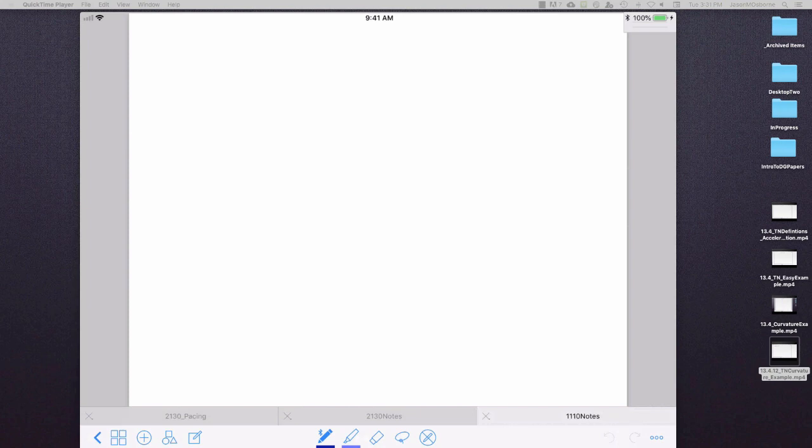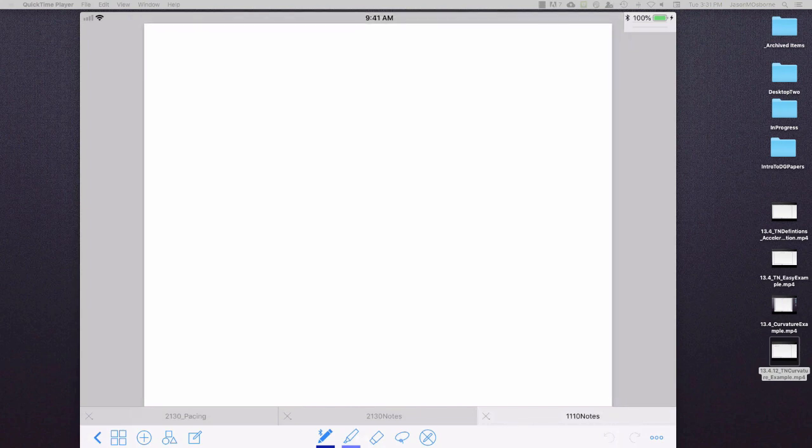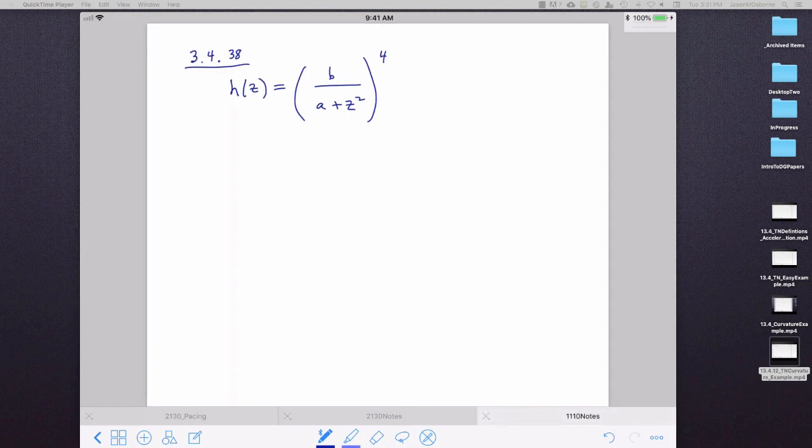This is a problem from the textbook. It's problem number 3, section 3.4, number 38, I believe. Okay. So here you're given a function h of z is b divided by a plus z squared to the 4th power. Okay, so z is our variable.